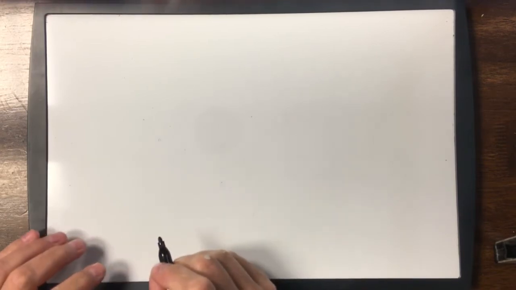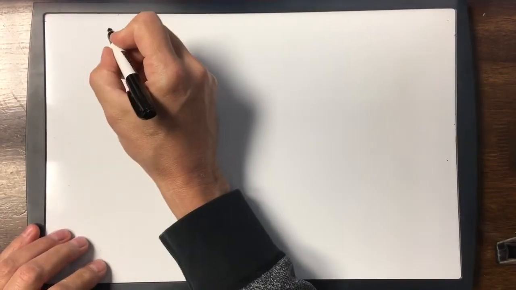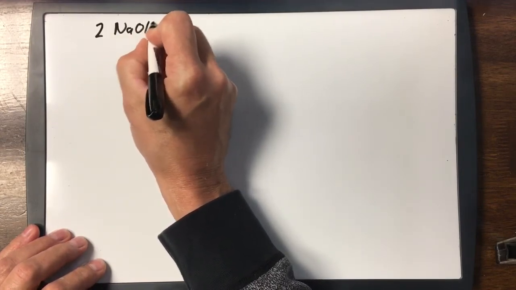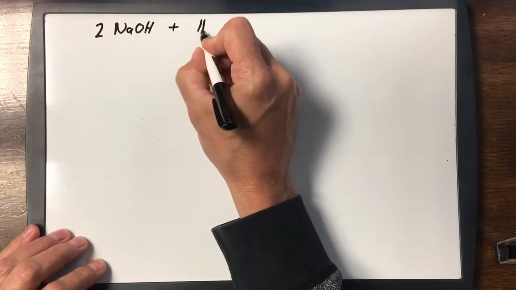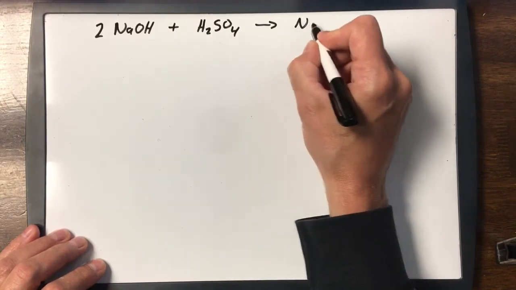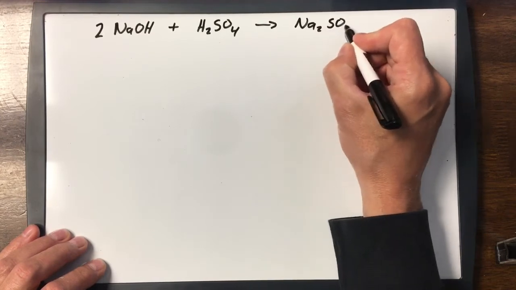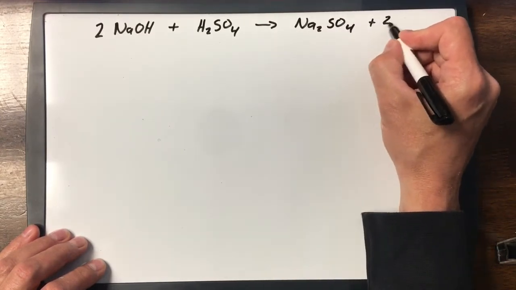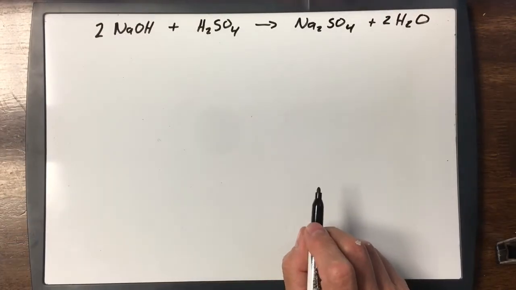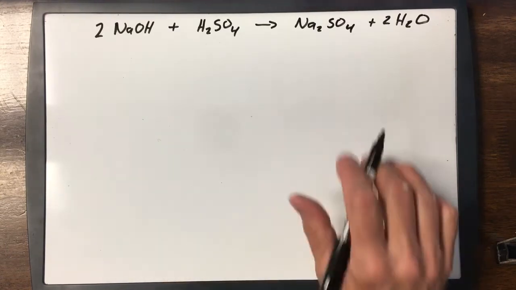So I'm going to start with sample problem number 1 about the titration of sodium hydroxide and sulfuric acid. With any stoichiometry problem, we have to start with a balanced chemical reaction equation. So we've got the reaction between sodium hydroxide and sulfuric acid. It's a 2-to-1 mole ratio of sodium hydroxide to sulfuric acid. There's our balanced equation.